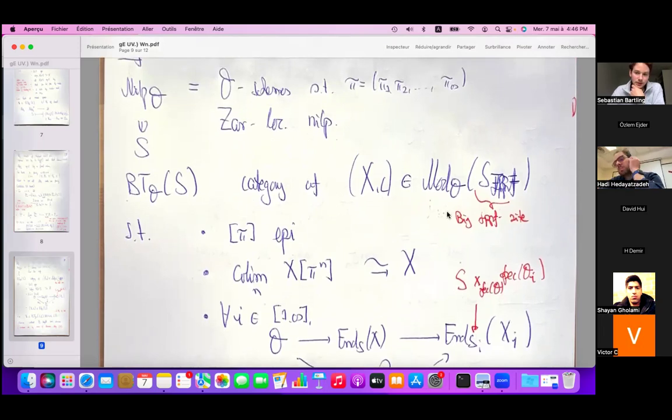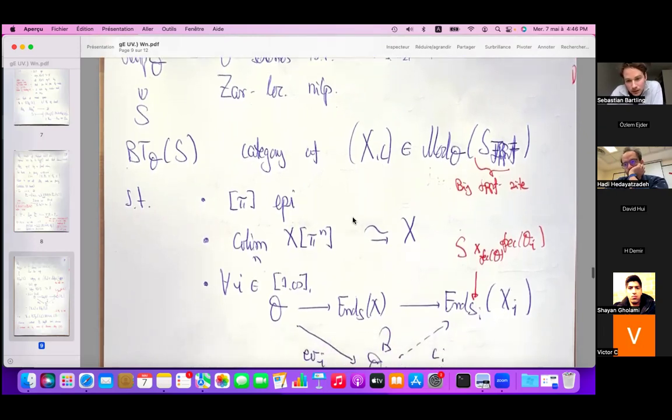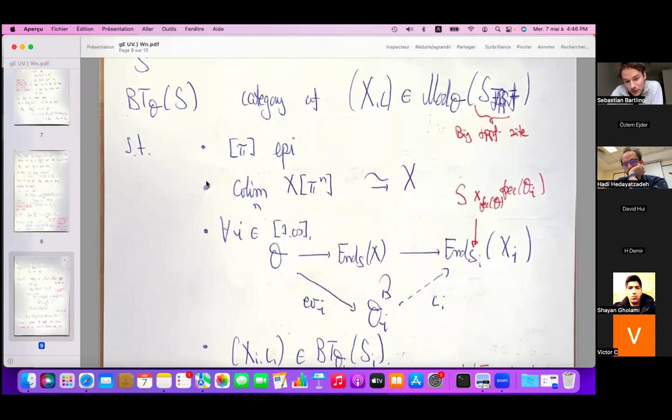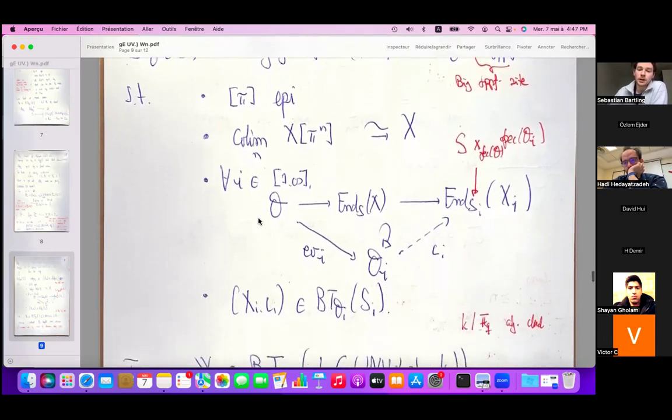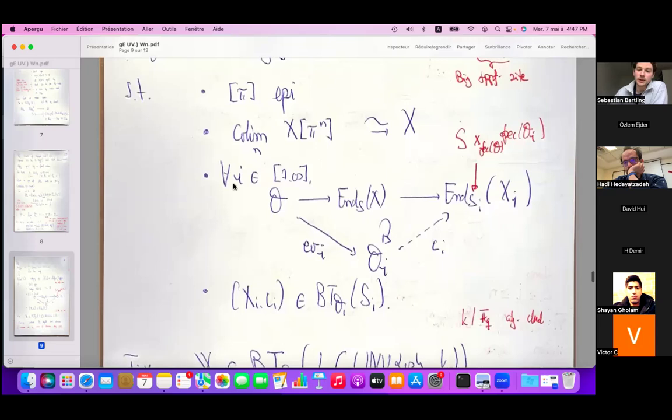So these are O modules on the big fppf site of S. Well, we require the following. The first two axioms are the usual BT axioms: I want that pi is an epimorphism and X is the colimit of the pi to the n torsion. But now I want what we call a fiberwise action. So the requirement is the following.